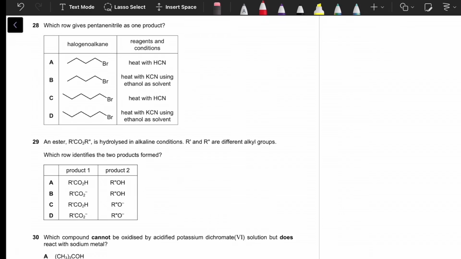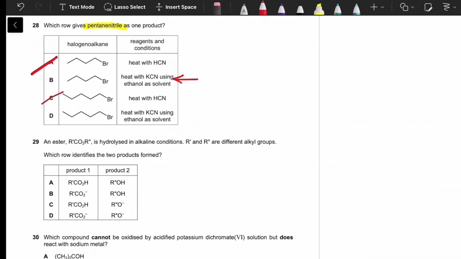Question 28 asks us to find which row would give pentane nitrile as one product. So it's a bunch of bromoalkanes, and we need to find which one would give us our pentane nitrile. So first of all, the reagents required and the conditions are ethanol as a solvent and heating with KCN. So we can already scratch out A and C.